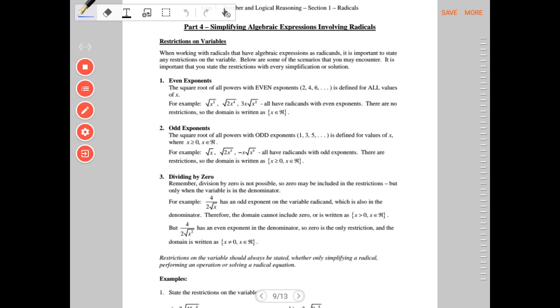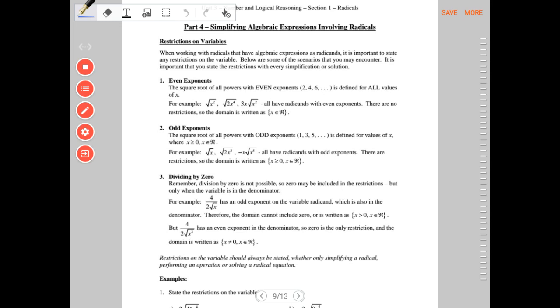Okay, so even exponents. The square root of all powers with even exponents is defined for all values of x, meaning that there are no restrictions if you have x squared, x to the fourth, x to the sixth, and so on, underneath your root sign. So the domain would just be written as x belongs to reals.